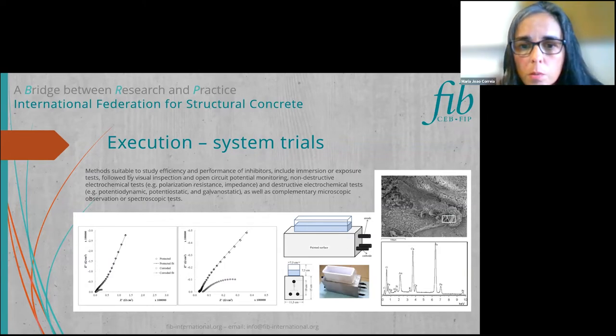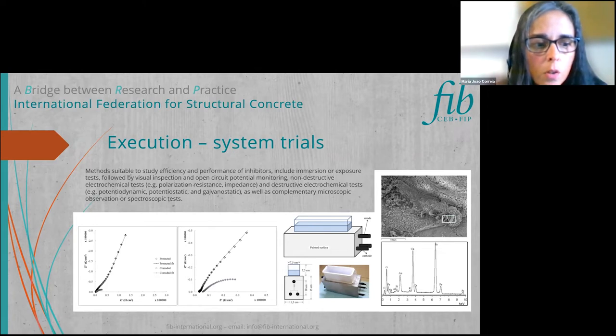There are several methods suitable to study the efficiency and performance of inhibitors. These include immersion or exposure tests, for example, followed by visual inspection and open circuit potential monitoring, or by non-destructive or destructive electrochemical tests, as well as other complementary microscopic observation or spectroscopic tests. For example, you can see here in these figures some examples of the results of the electrochemical tests or the setup used in system trials. You can see here the difference between an active and a passive behavior of the steel, while in these figures you can observe the morphology of the corrosion products and also appraise their chemical nature.